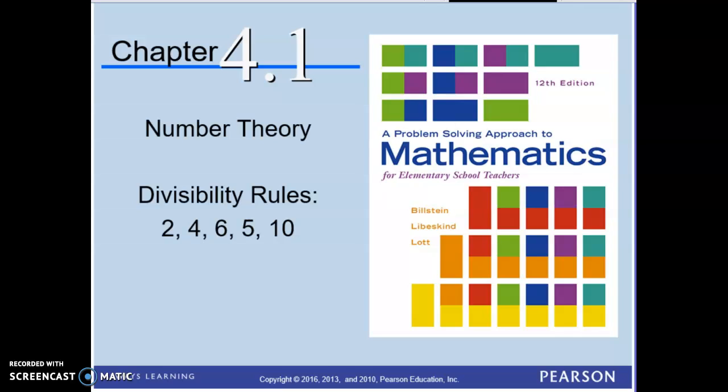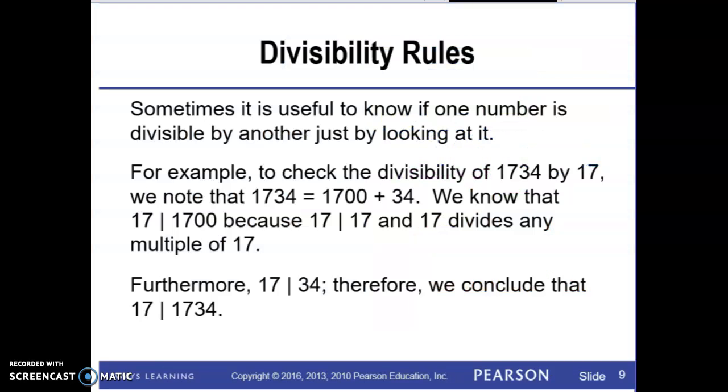In this video, we are going to continue our work on number theory, and we're going to look at divisibility rules for these 5 numbers. There are divisibility rules for other numbers, and we're going to look at those in the next video. So you might be wondering why the divisibility rules even exist.